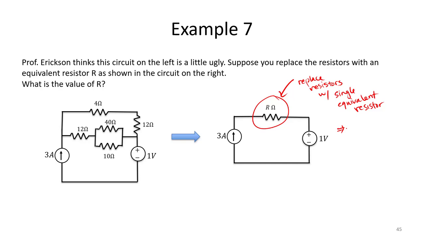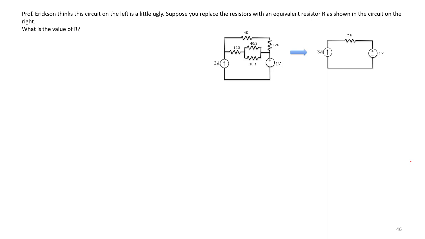So the important strategy for this type of question is to make sure you recognize which resistors are in series versus in parallel. Let's give it a try. So first notice that the 40 ohm and the 10 ohm are in parallel. So I can use my shortcut equation.